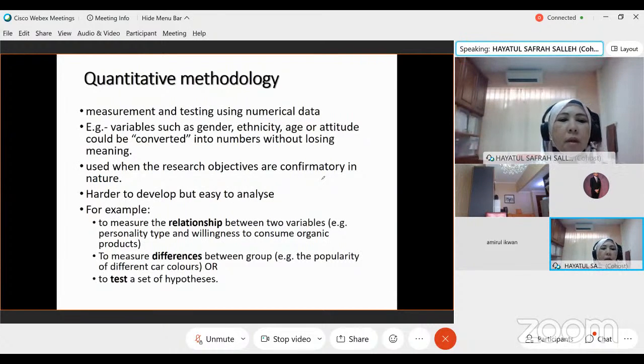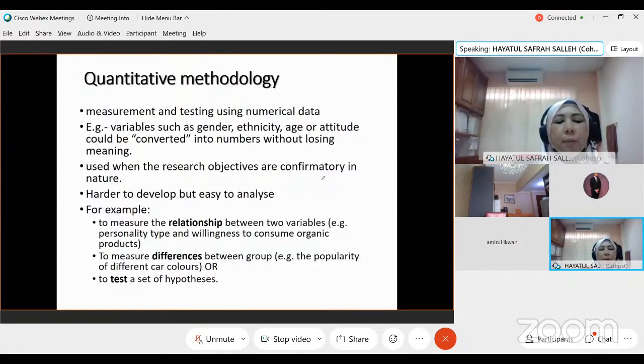Okay. For the quantitative method, the confirmatory studies that I discussed earlier are about, for example, measuring the relationship between two variables. For example, you want to see whether there is any relationship between personality types and willingness to consume organic products among students. Since you want to see the relationship, you should use quantitative methods.